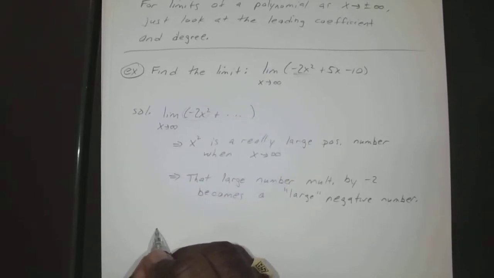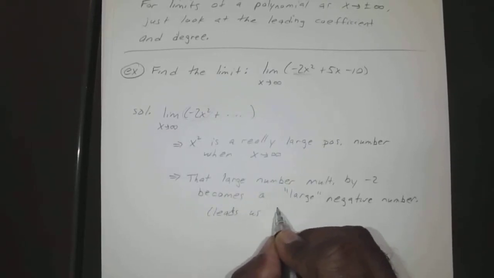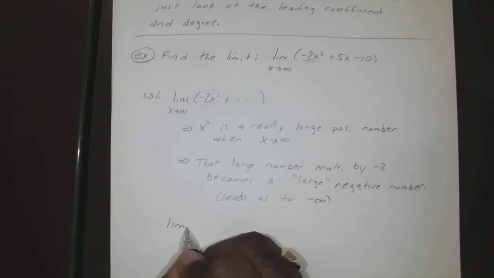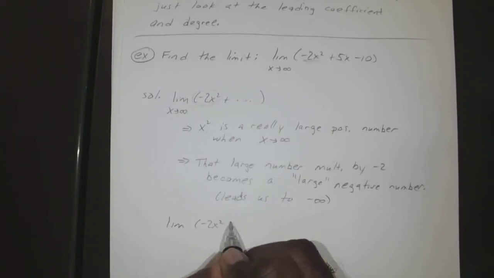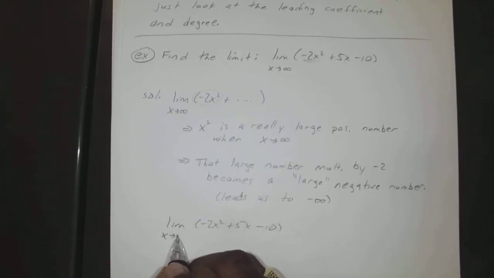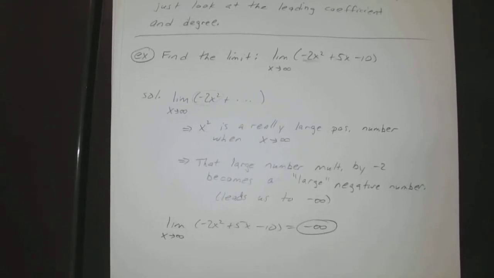Okay, so the limit, and so this leads us to negative infinity. Okay, so we know the limit of negative 2x squared plus 5x minus 10 as x approaches infinity equals negative infinity. Okay, and we're going to use that same approach for all the other polynomials.